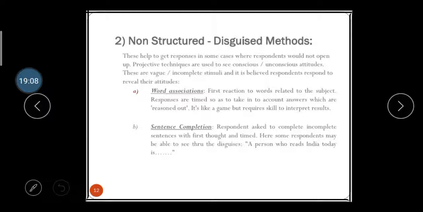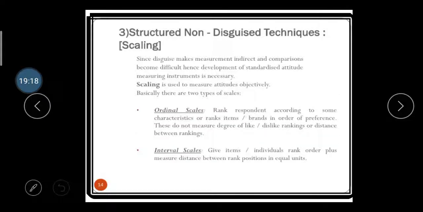So here some response may be seen through the discourse. A person who reads India Today is then asked to fill in the blank. So they have to fill this sentence and they have to ask the questions. Then the structured non-disguised technique is scaling. So this is a very important technique.